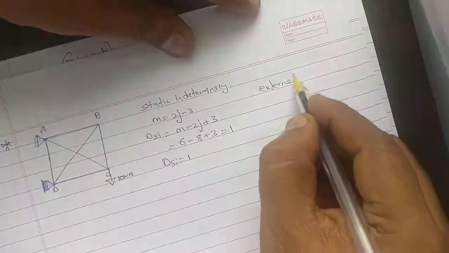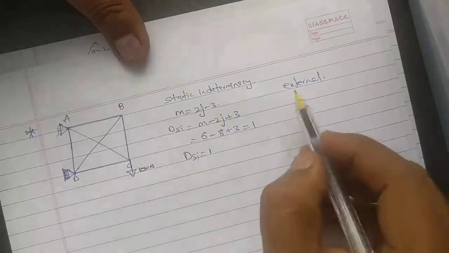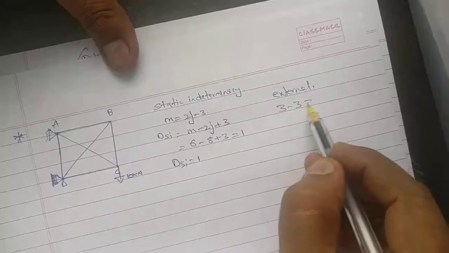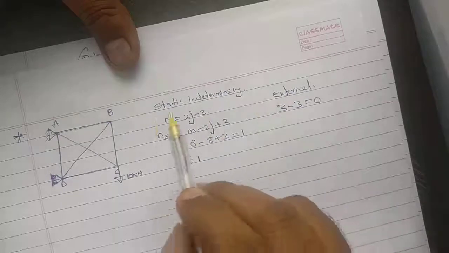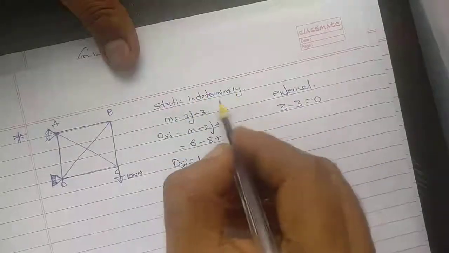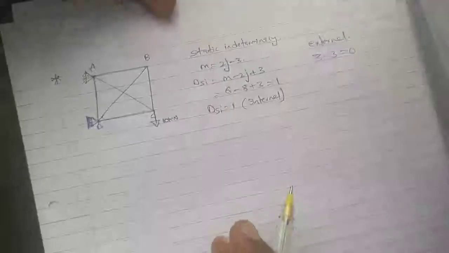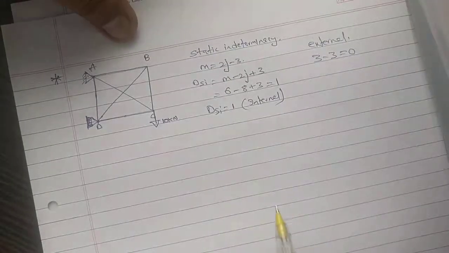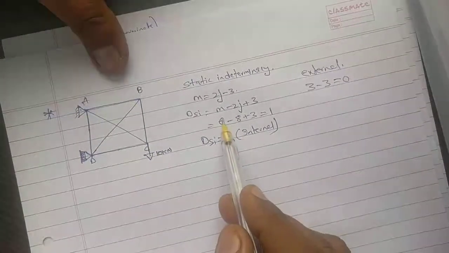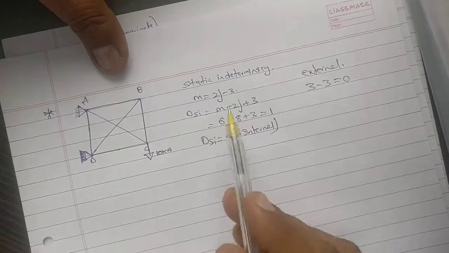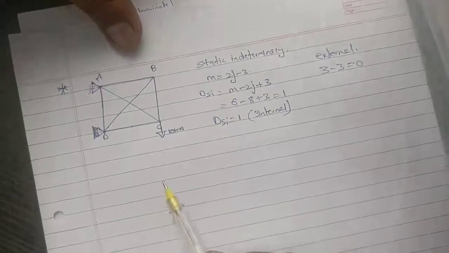External, you have 2 reactions here, 1 reaction here. So 3 minus 3 will become 0. So externally we don't have indeterminacy. Indeterminacy is because of internal only. So the first step is we have to remove one member. If you are having 5 members, then it would not be redundant. But because 6 members are there, we have to remove one member.